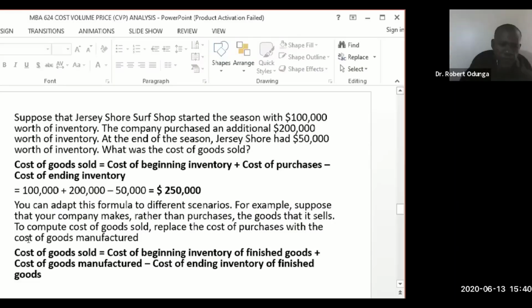So it will depend on the nature of the organization. So the formula is here. Cost of goods sold for a manufacturing setup: cost of beginning inventory of finished goods plus cost of goods manufactured minus cost of ending inventory of finished goods.